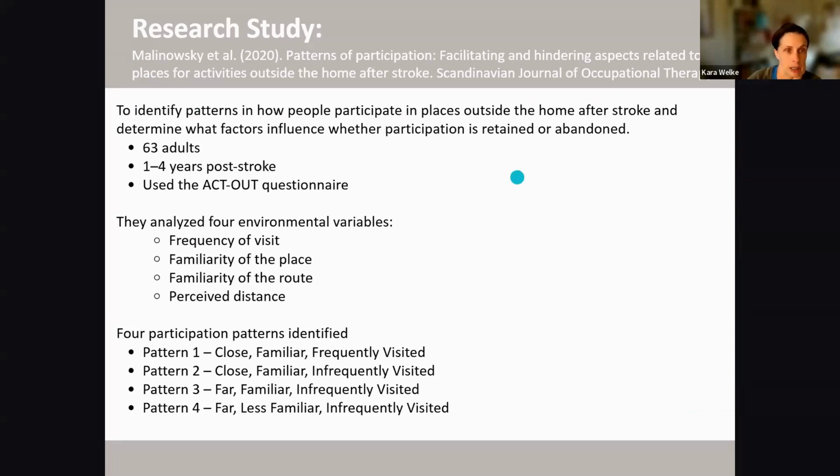This was another study, and this one was looking at people after they've had a stroke. There were 63 adults in this study, 1 to 4 years post-stroke. They looked at 4 environmental barriers: frequency of a visit, familiarity of the place, familiarity of the route, and perceived distance. And then 4 different patterns came up. Pattern 1: close, familiar, and frequently visited, versus pattern 4: far, less familiar, and less frequently visited.